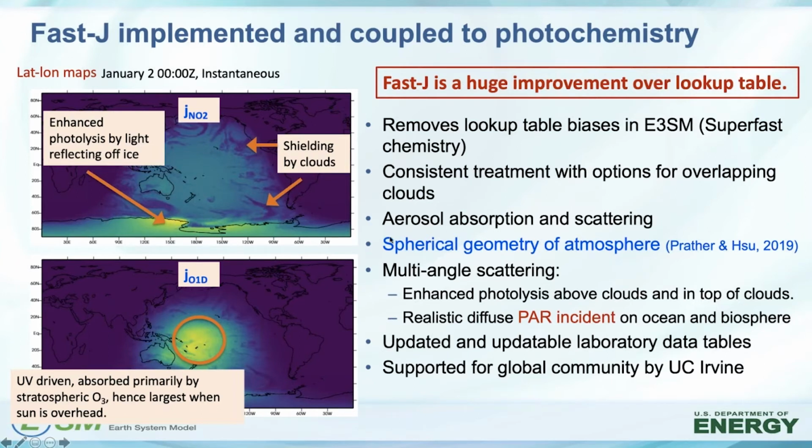So with the FastJ photolysis, we'll have consistent treatment for overlapping clouds and aerosols. And also the code, as I mentioned before, already has that rounders fix. For the multi-angle scattering, what's important for BGC is that it can provide more realistic diffuse PAR incidence on the ocean and the biosphere. So that's some potential directions we can work on in collaboration with the BGC group.